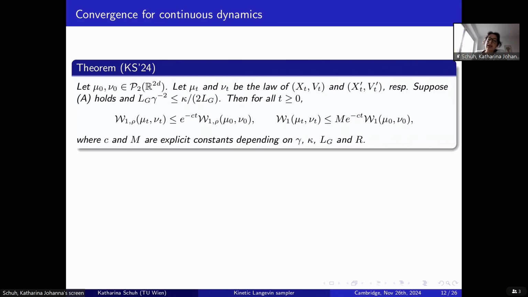And since this distance rho, which I haven't defined here, is equivalent to the Euclidean distance, we also get contraction in Wasserstein 1 distance with respect to the Euclidean distance, paying a price of an additional constant M, which also depends on these quantities, but both C and M are independent, for example, of the dimension.